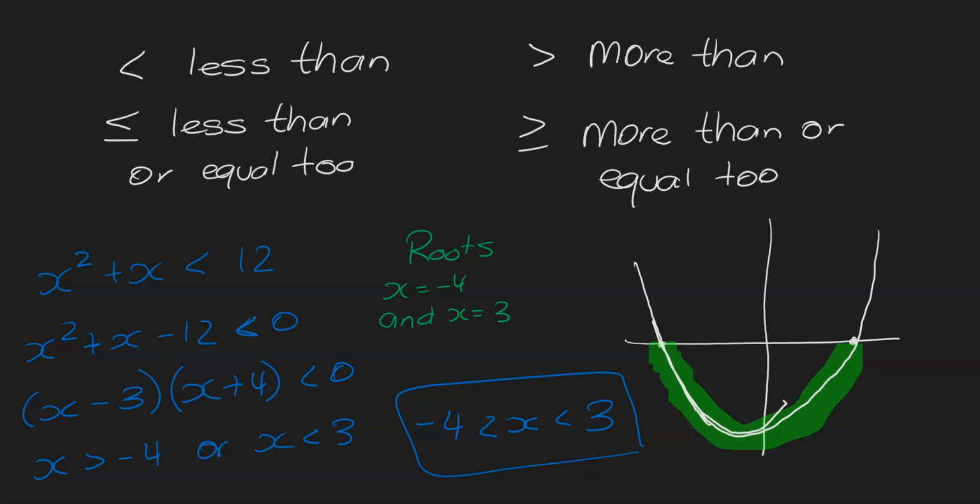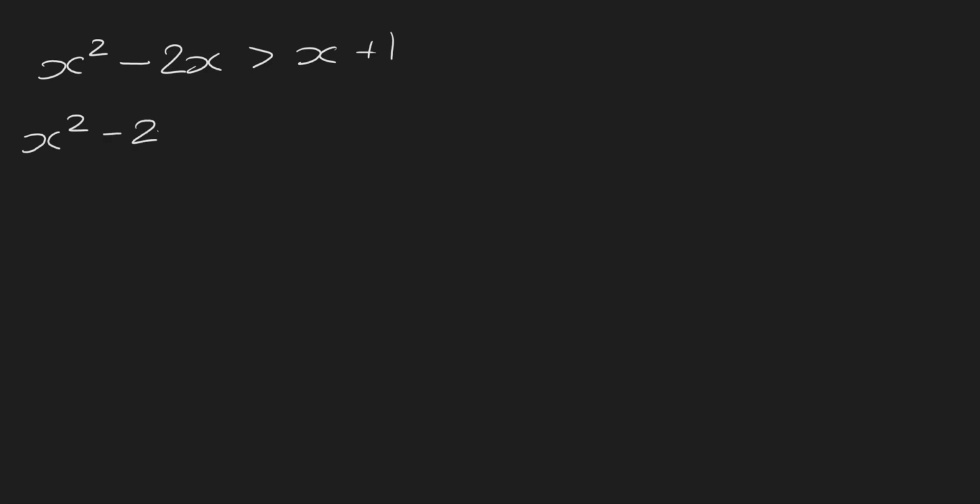Cool? So let's look at another example. Let's just say we had x squared minus 2x is greater than x plus 1. And again we rearrange this as a general quadratic, as if this was an equal sign: x squared minus 2x minus x minus 1. So we took everything across the inequality symbol and made it greater than 0. Okay, we can simplify it.